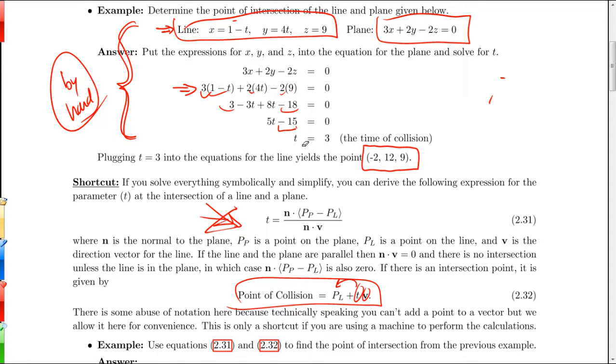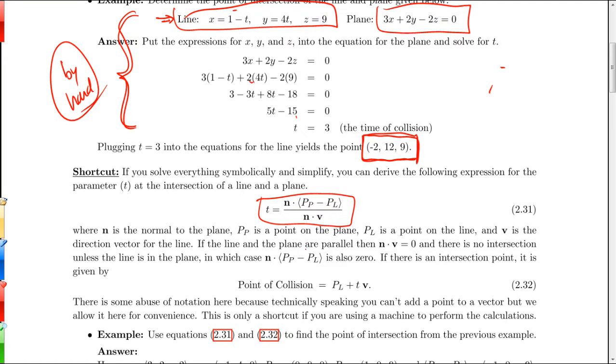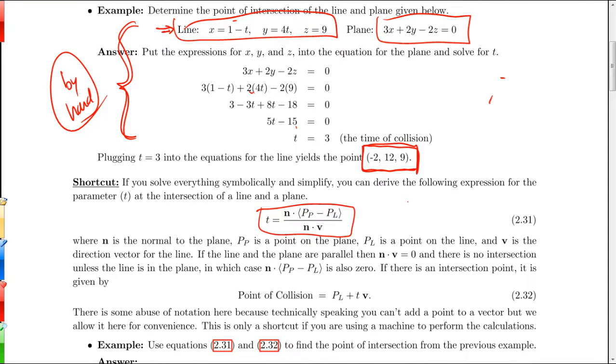So we went through this process. It was pretty quick, pretty easy, pretty fast, and we got this collision point, or the intersection point between the line and the plane. Just to demonstrate that this formula would actually work, if I wanted to use this formula on this plane and this line, the first thing I'd need is n, the normal to the plane, so that's going to be 3, 2, negative 2.